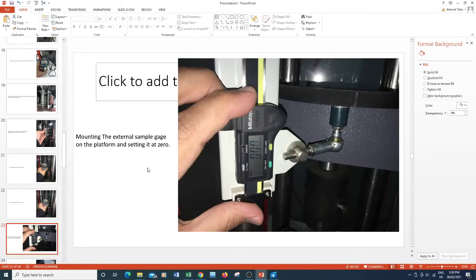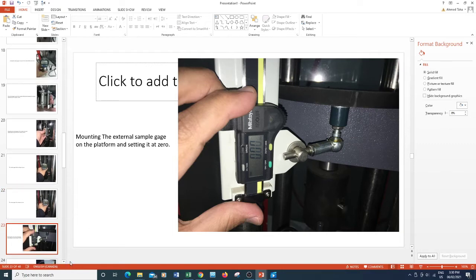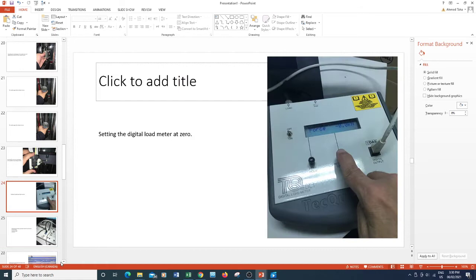Now we are mounting the external sample gauge on the platform and setting it to 0. This is the external sample gauge, and it is touching the platform, and it is measuring the overall change in length. This is a second way to measure the deformation.